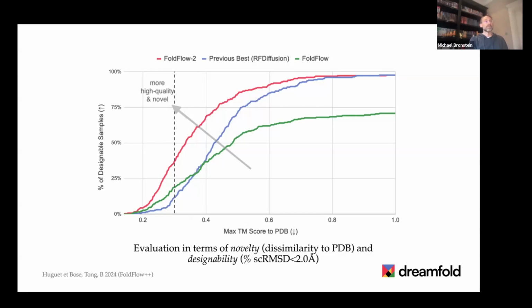RF diffusion is a generative model from the group of David Baker, who recently got $1 billion investment to build it to generate drugs. So you can see that this approach that we developed is significantly better, at least from this perspective.